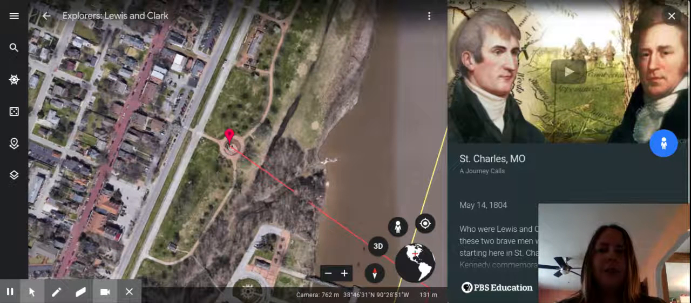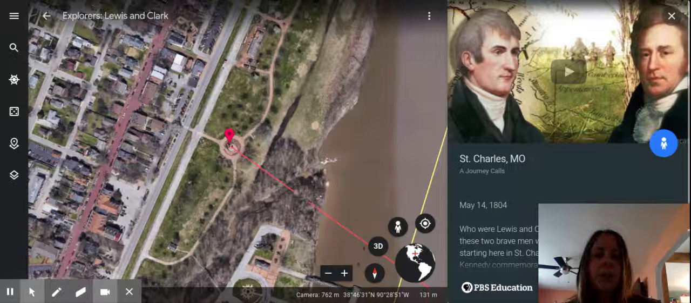So on Tuesday, you learned about the Louisiana Purchase and how that doubled the size of the United States. Once the purchase went through, one of the first things that Jefferson wanted to do was send a group of people to explore that area. And that was actually your last question in that Google form from Tuesday: who did Jefferson send to explore? And the answer to that was Lewis and Clark.